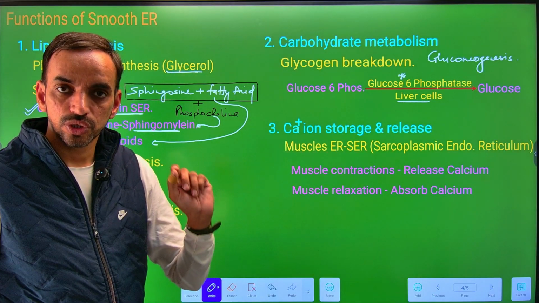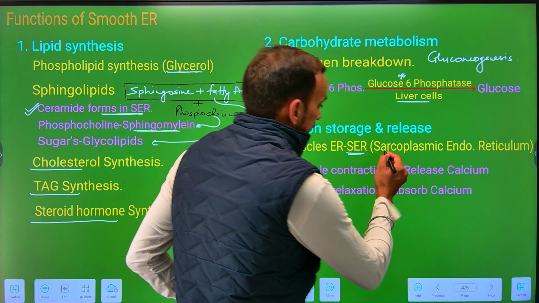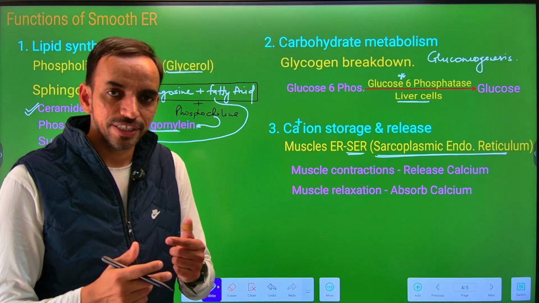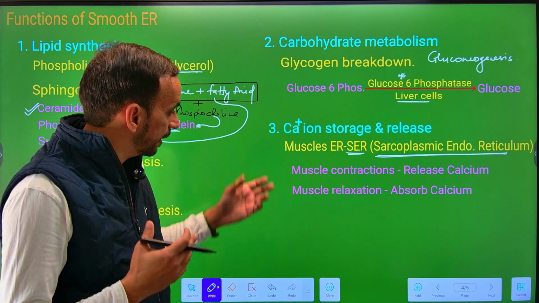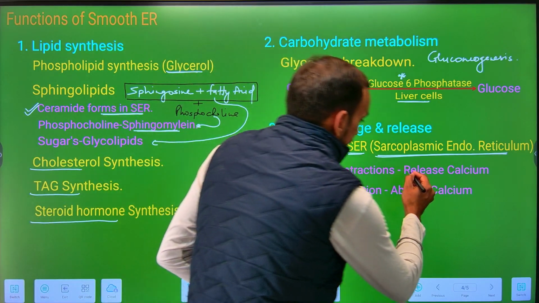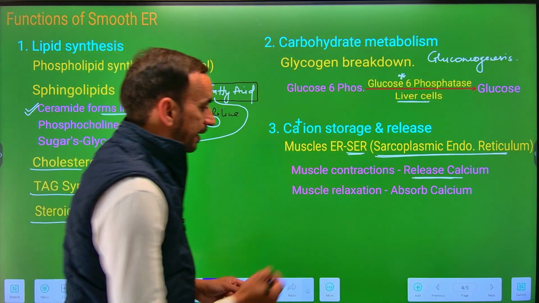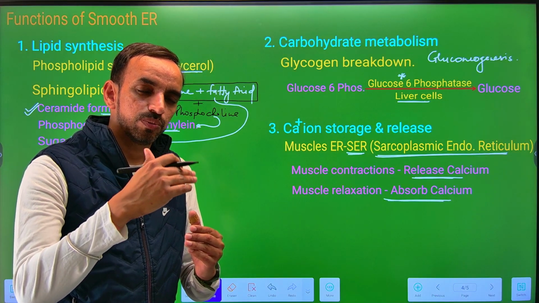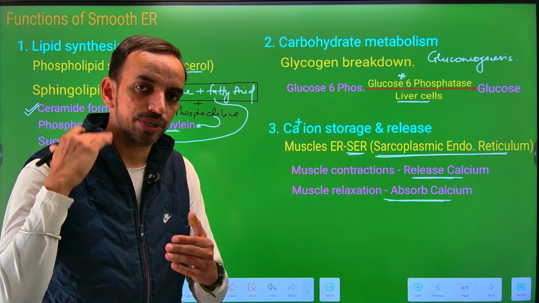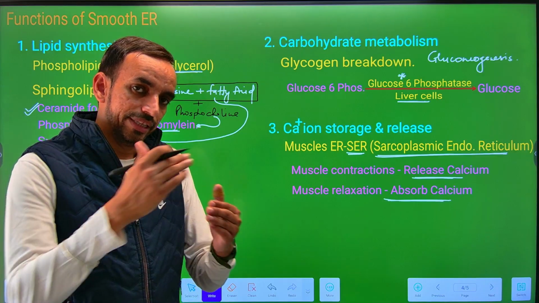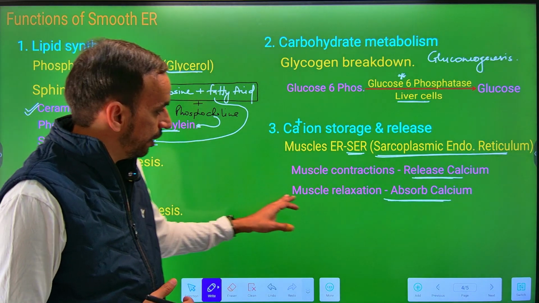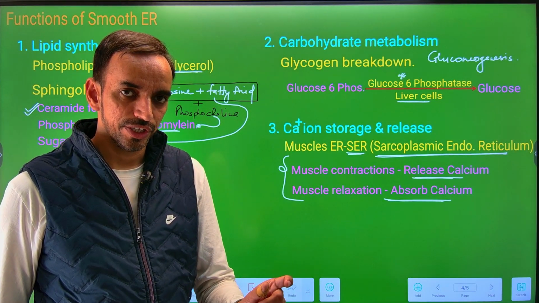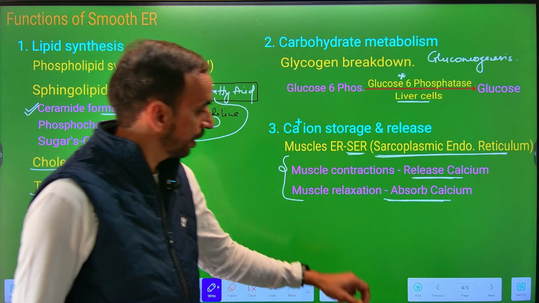The muscle ER is known as SER, that is the sarcoplasmic endoplasmic reticulum, and the major function of this SER is to release and absorb calcium. If there is a muscle contraction, it releases the calcium into the cytoplasm. If the muscles relax, it absorbs the calcium from the cytoplasm. If you want the muscle to contract, the sarcoplasmic endoplasmic reticulum releases the calcium into the cytosol. If you want the muscle to relax, then the calcium will be sequestered or absorbed by the endoplasmic reticulum. So in this way, the muscle SER plays an important role in muscle contraction and relaxation by calcium storage and release.